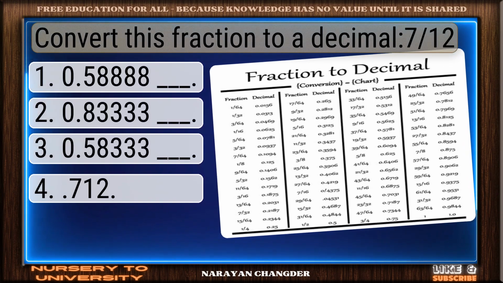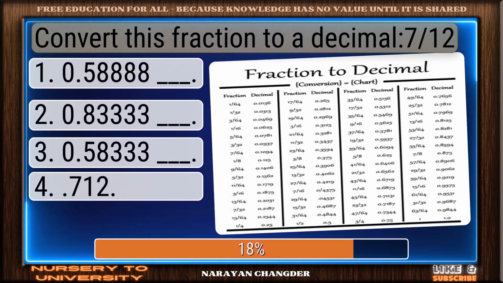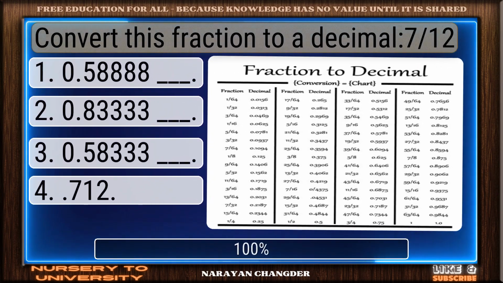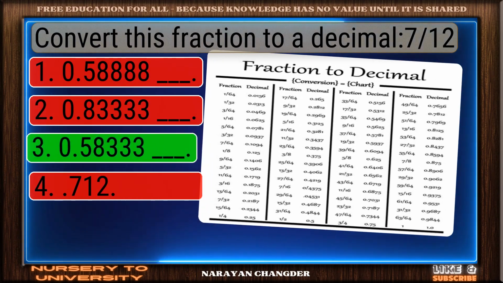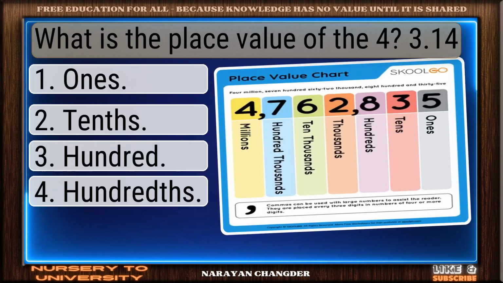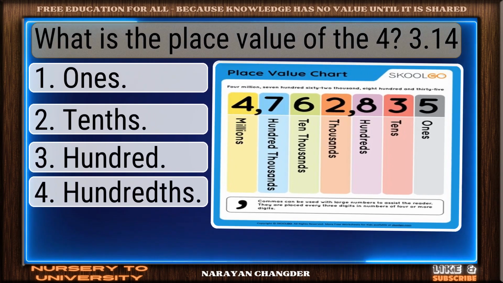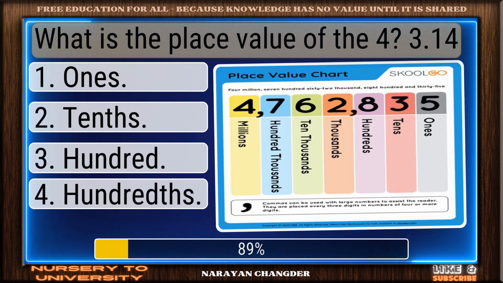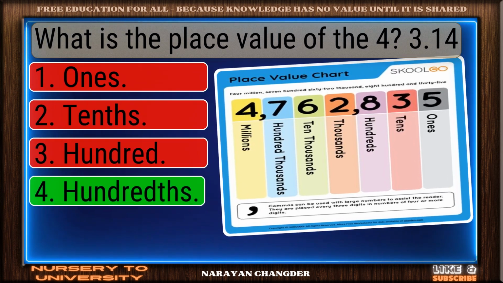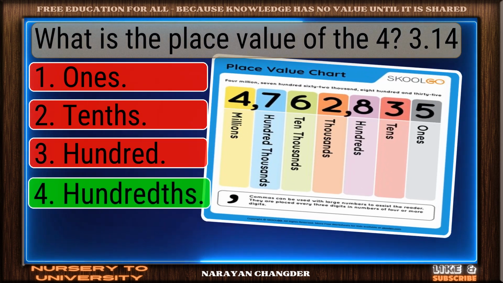Question number 51. Convert this fraction to a decimal: 7/12. On track. 0.5833 is the correct answer. Question number 52. What is the place value of the 4 in 3.1? Excellent. Hundredths is a brilliant choice.